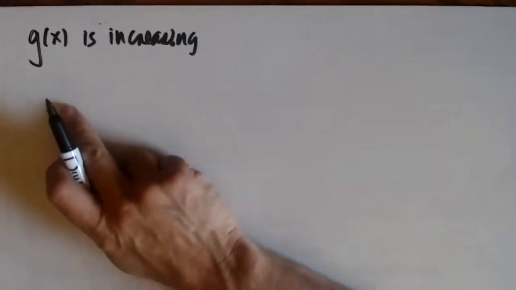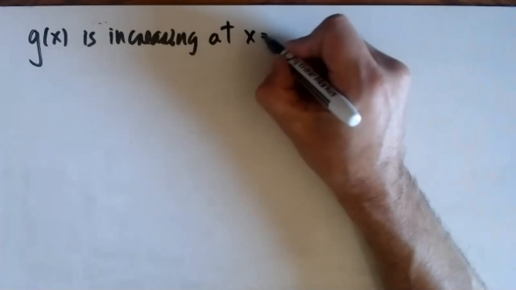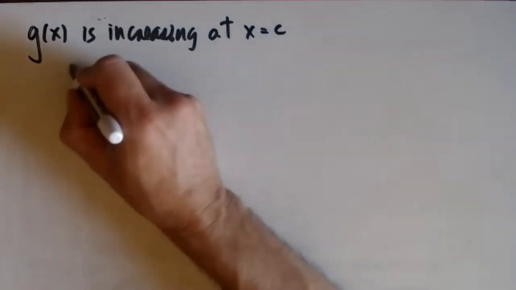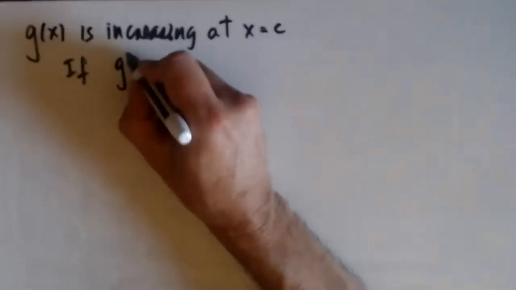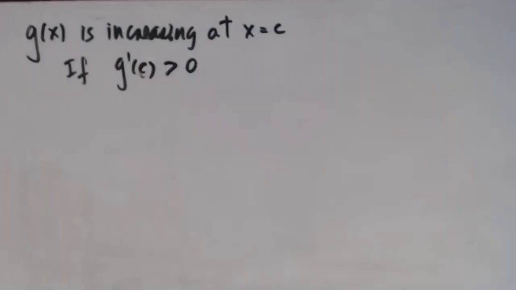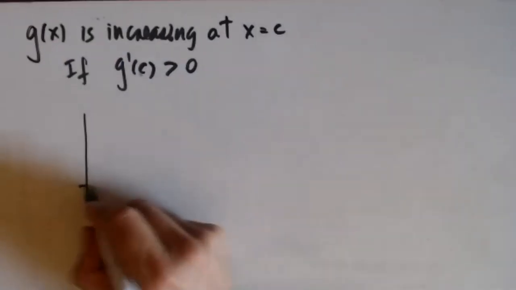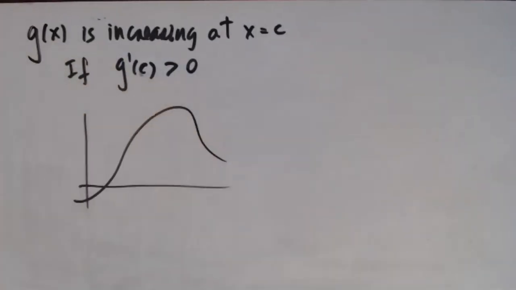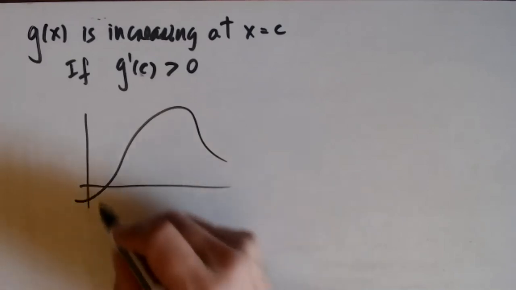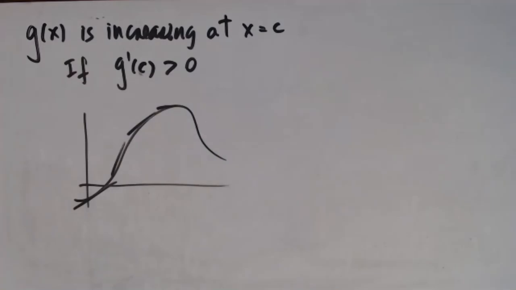Yes. g of x is increasing at x equals c if g prime of c is positive, correct? Remember that that's the definition of increasing. If you have a function, let me just draw any function here, something strange like this, the function is increasing where the slope of the tangent lines is positive, correct?